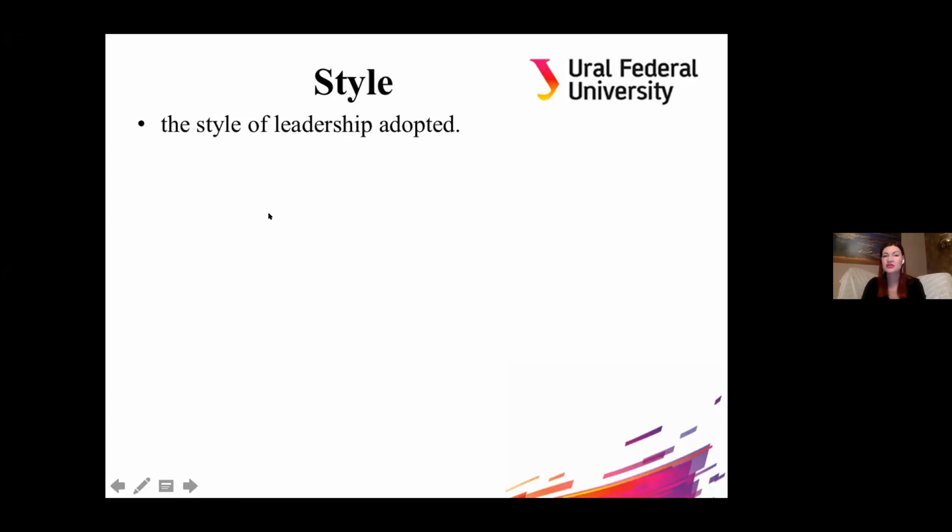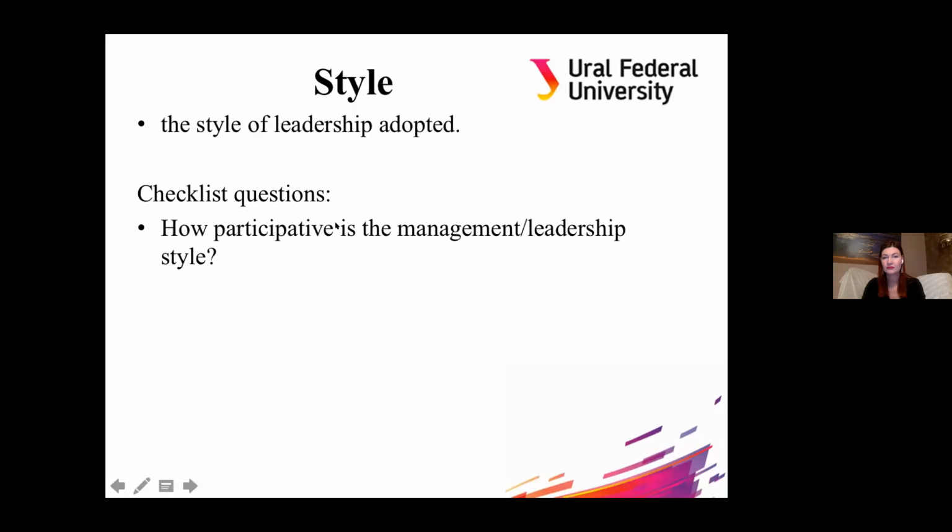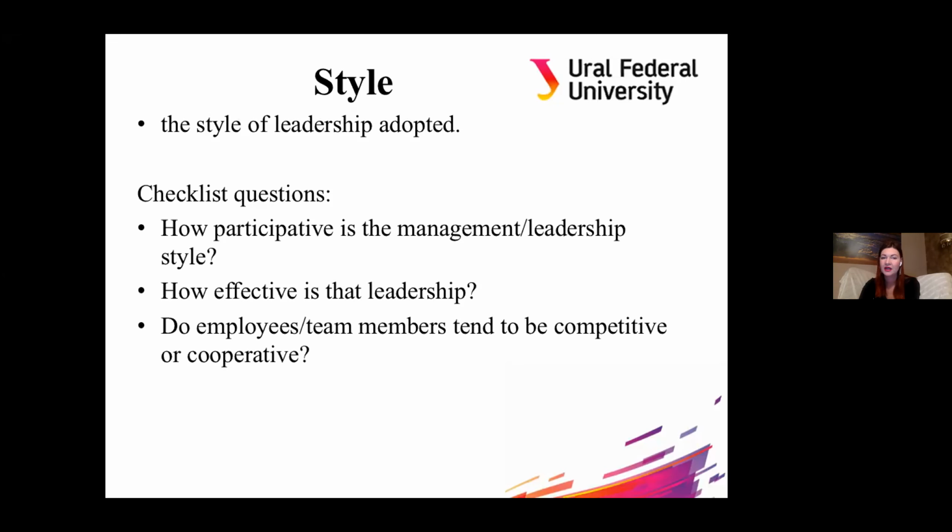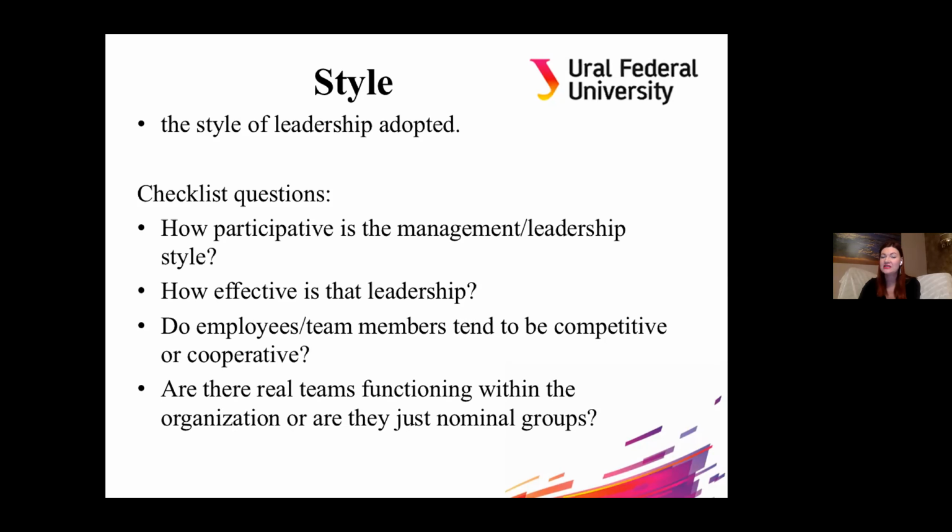The style of leadership adopted. So how participative is the management leadership style? Of course, how effective is that leadership style? Do employees, team members tend to be competitive or cooperative? Are there real teams functioning within the organization, or are they just nominal groups?